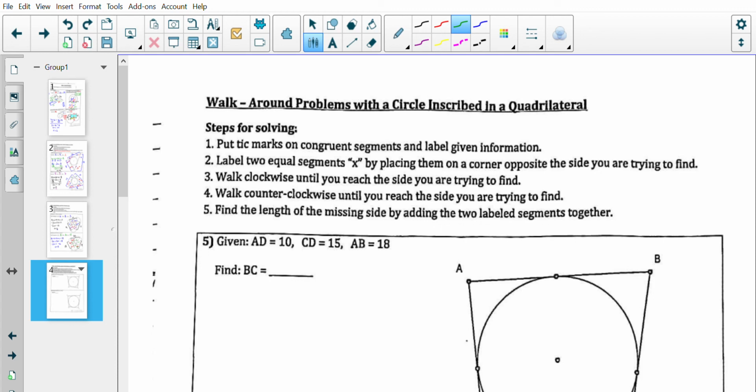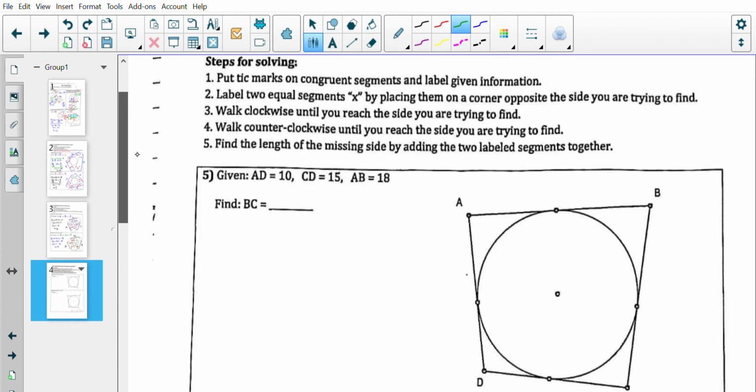We're going to walk clockwise until you reach the side you are trying to find. Walk counterclockwise until you reach the side you are trying to find. You'll see what I mean by that. Find the length of the missing side by adding the two labeled segments together. We're not actually making an equation to solve for the missing side. So let me show you what I mean.